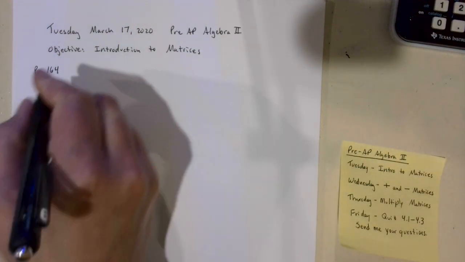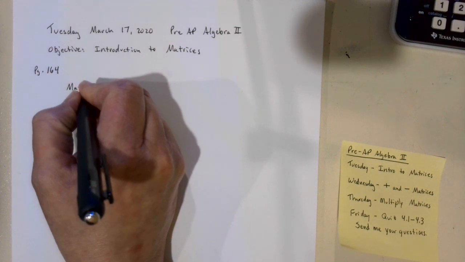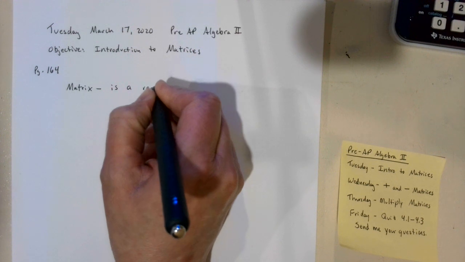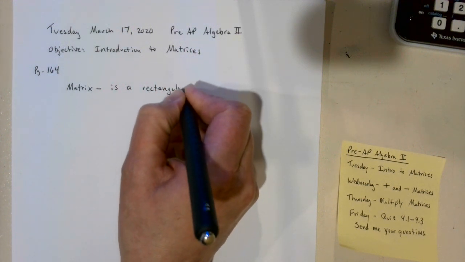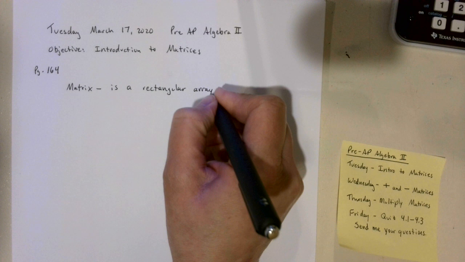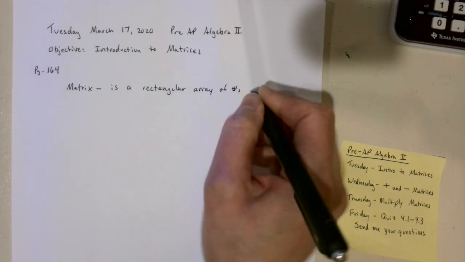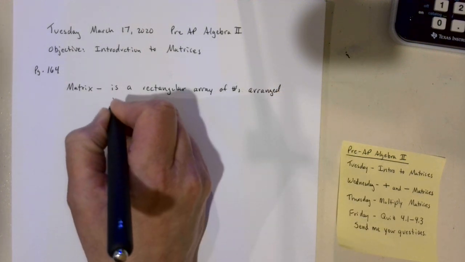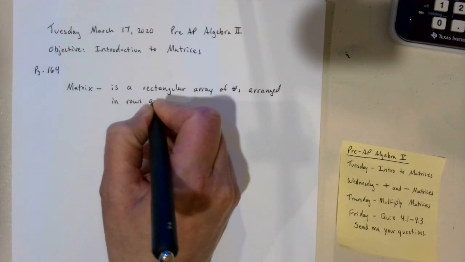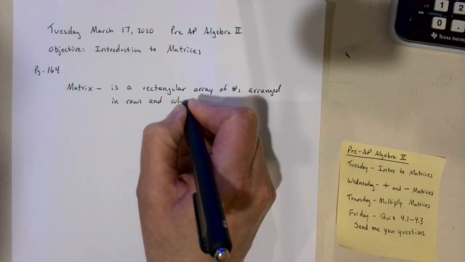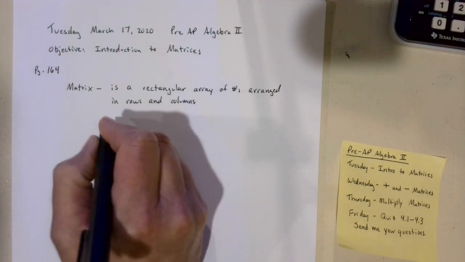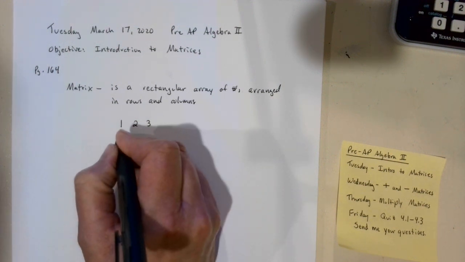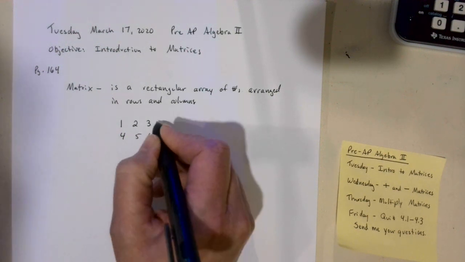So on page 164, you see the definition for a matrix. A matrix is a rectangular array of numbers arranged in rows and columns. An example would just be the numbers 1, 2, 3, 4, 5, 6.